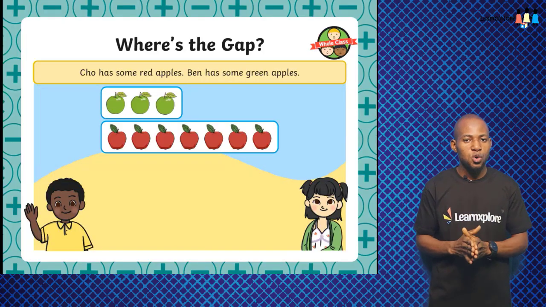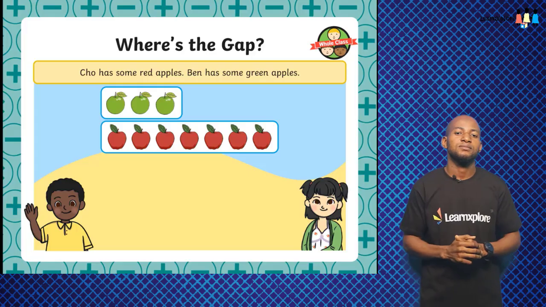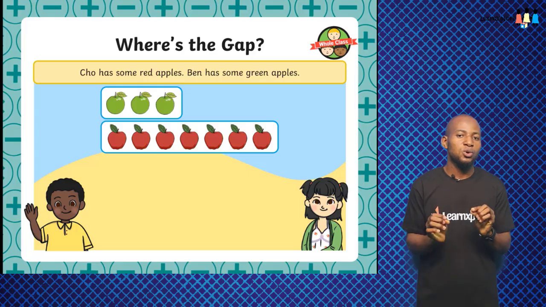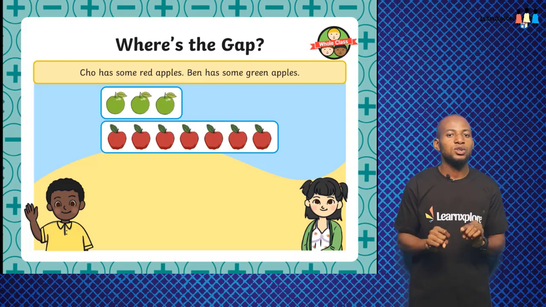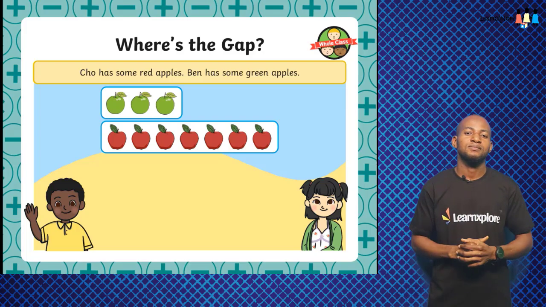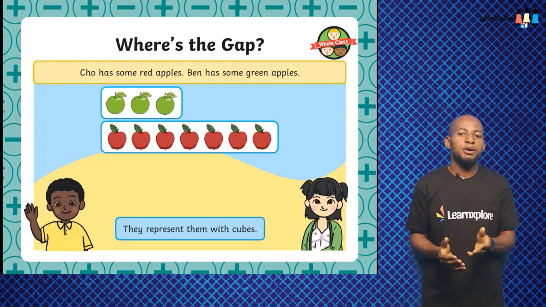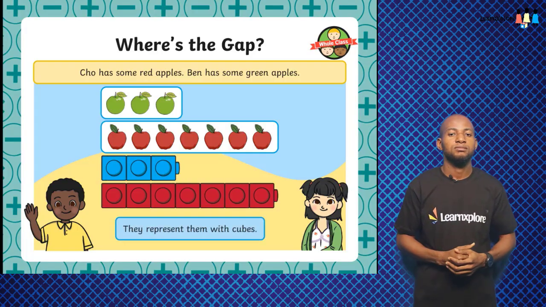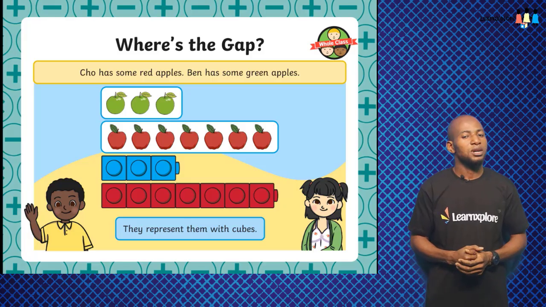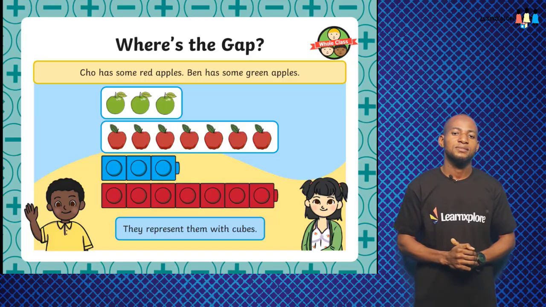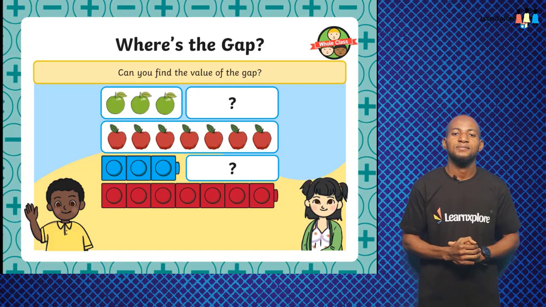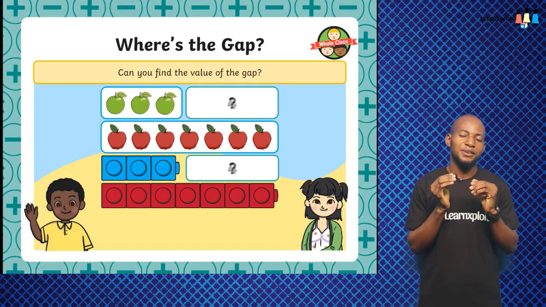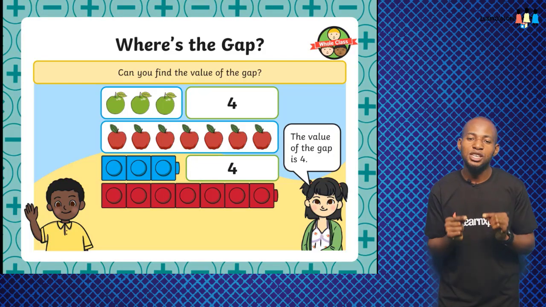This is Cho and Ben. Cho has some red apples. Ben has some green apples. They represent them with cubes. You can see them? Can you see a gap? Can you find the value of the gap? The value of the gap is 4.